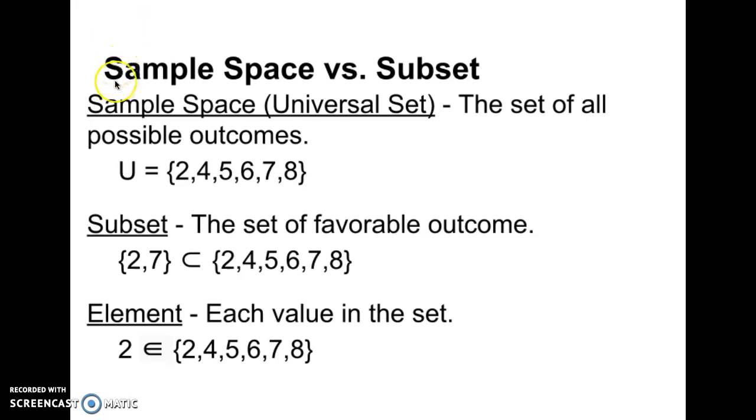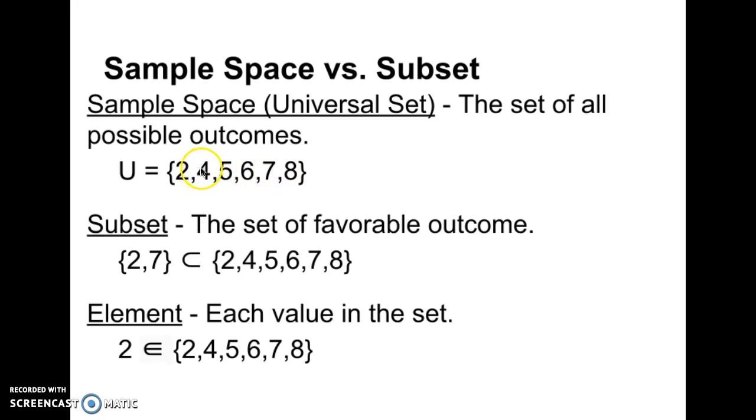So in probability, our sample space, it's also called the universal set, and that's all the possible outcomes. So for this example, my universal set, which is usually labeled with a U, it could be other letters as well. All my possible outcomes are 2, 4, 5, 6, 7, and 8.